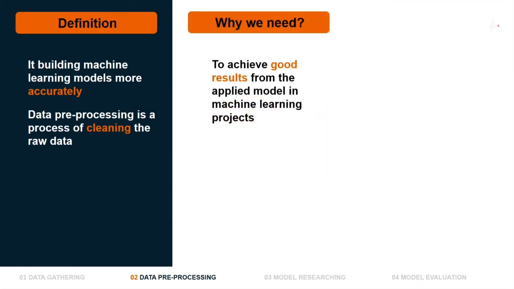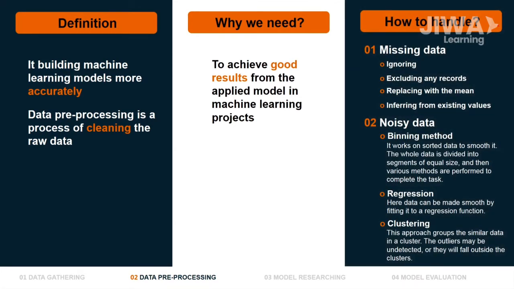Why do we need it? As we know, data preprocessing is a process of cleaning the raw data into clean data so that it can be used to train the models. So we definitely need data preprocessing to achieve good results from the applied model in a machine learning project. Let's learn how to handle the types of messy data. Missing data can be handled by ignoring the missing values, excluding any records containing missing values, replacing missing values with the mean, or inferring missing values from the existing values. Noisy data can be handled by the binning method, regression, and clustering.